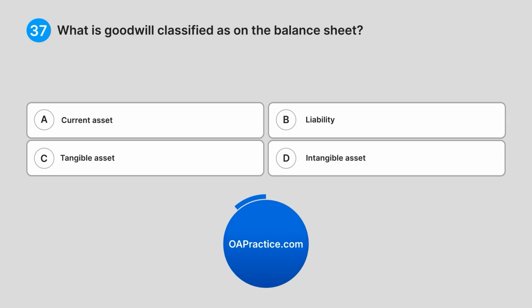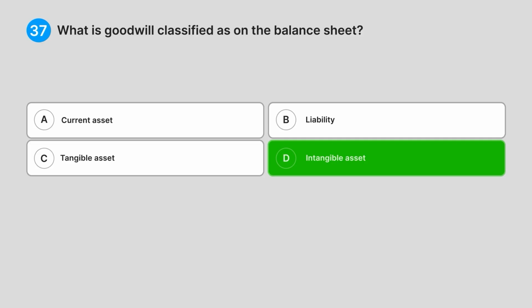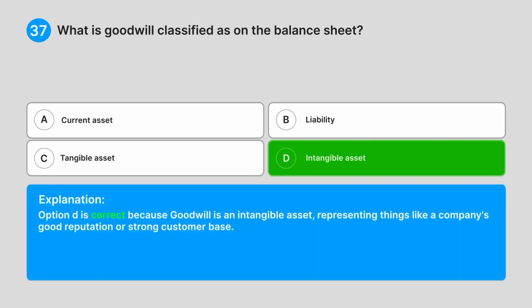Correct answer, D. Intangible asset. Explanation: option D is correct because goodwill is an intangible asset, representing things like a company's good reputation or strong customer base.